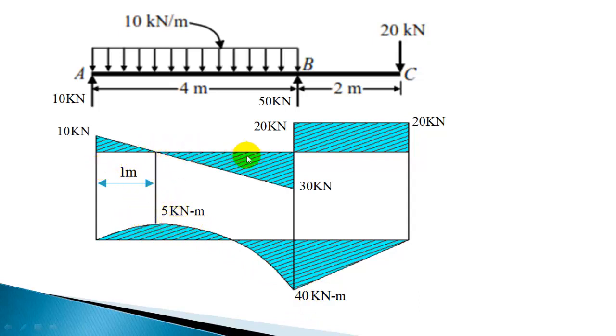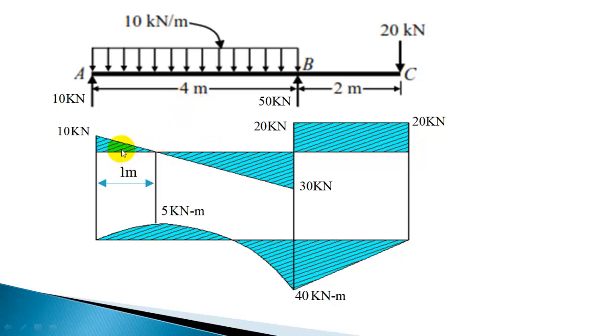To find the peak value, the shear force is varying from 10 to 30. So 10 is here and 30 is here. Since it's a straight line variation, we have to divide this distance in the ratio 1:3, because 10 is to 30 is 1:3. So totally 4 meter is there. If you divide 4 meter in the 1:3 ratio, 4 divided by 1 plus 3, that is one part.